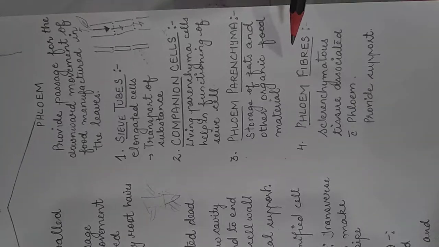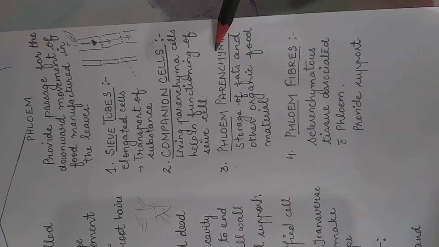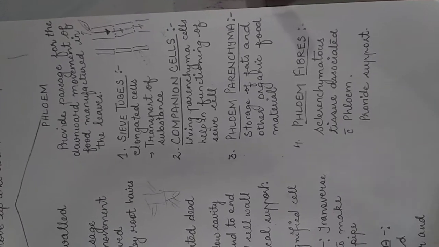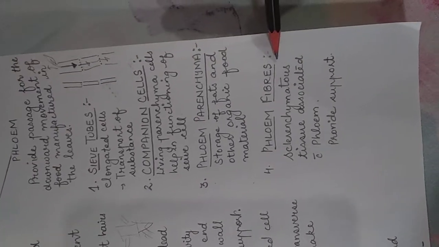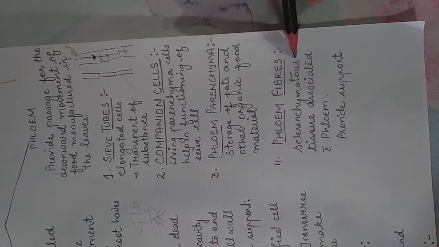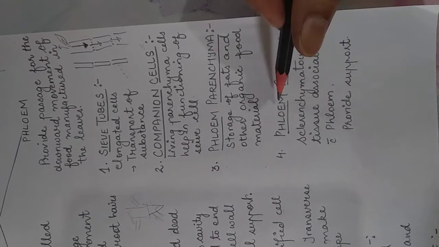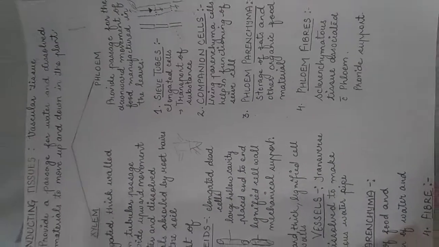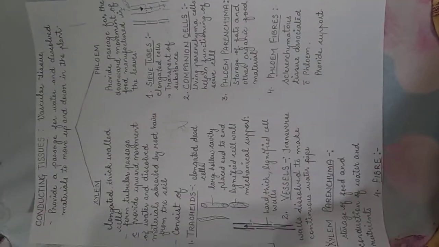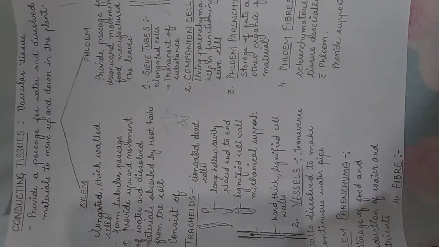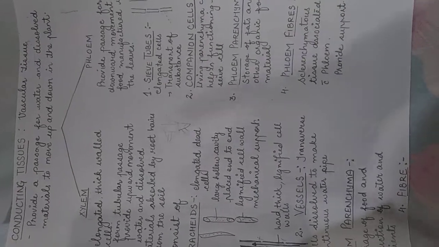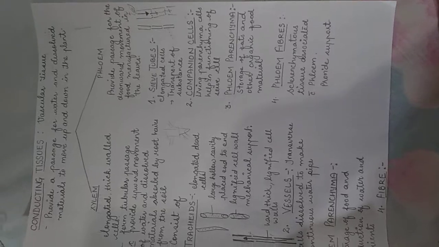The third component is phloem parenchyma. Again, parenchyma cells help in the storage of fats and other organic food material. Phloem fibers are the sclerenchymatous tissues that are associated with the phloem and they provide support to these phloem tissues. So this is all about the conducting tissues that come under the permanent tissues in plants. With this, we have covered the plant tissues part of our chapter 3.